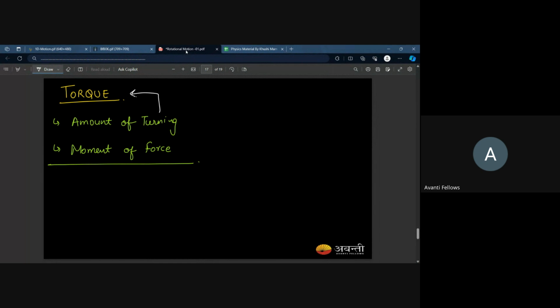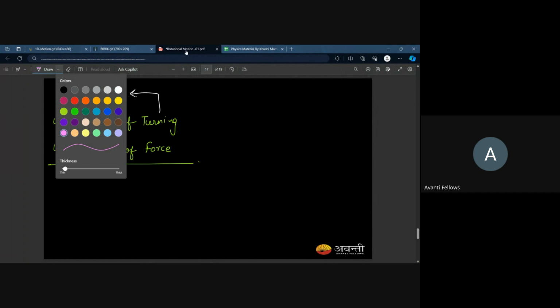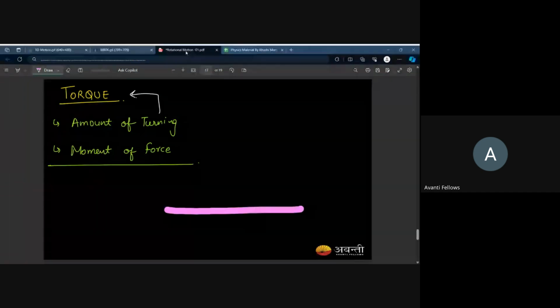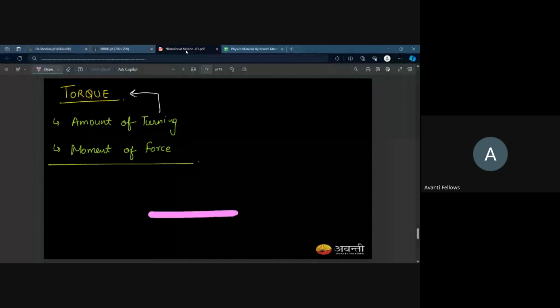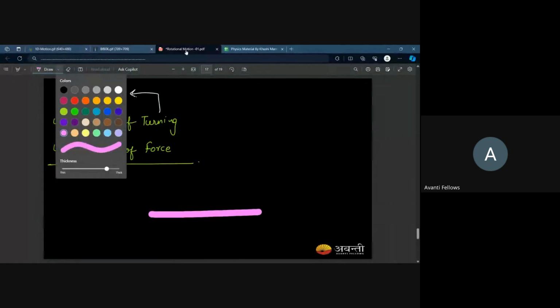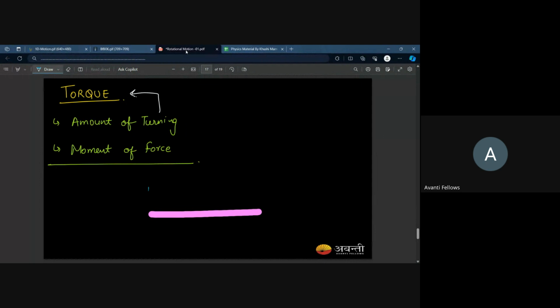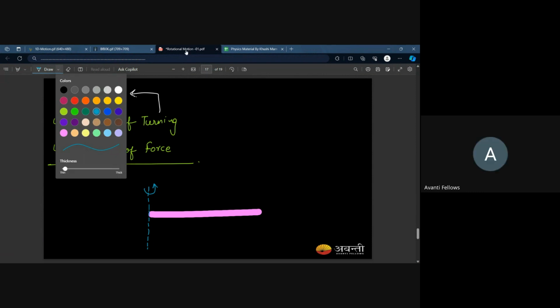For example, you have a rod. Let me draw that rod here. Like this. And here we have the axis of rotation. The axis of rotation is that imaginary axis about which this entire body is rotating. For example, you have a door in your house. The door is fixed at one end, and you can rotate that door about that fixed axis, yes or no? Yes. Exactly. So remember that thing.